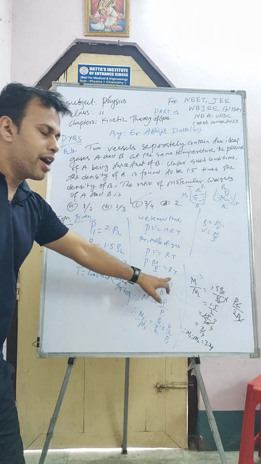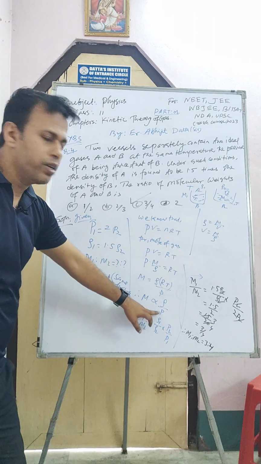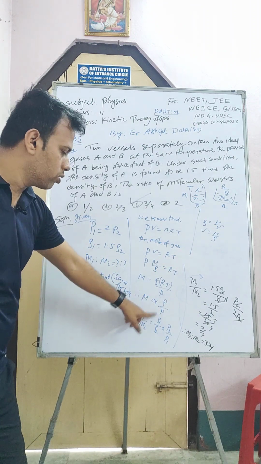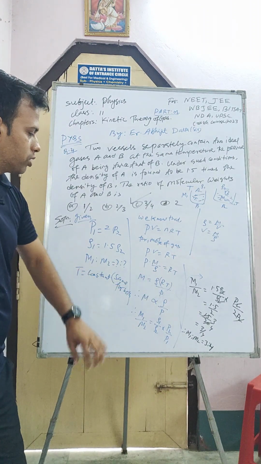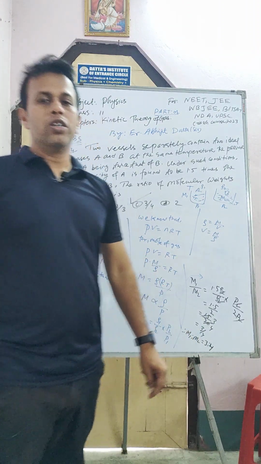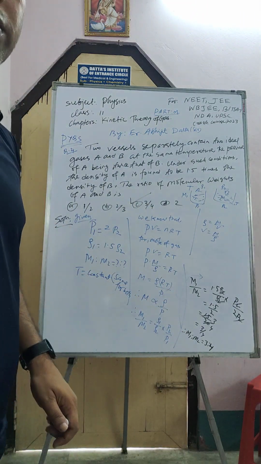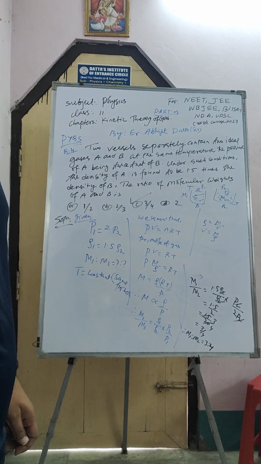So R and T both are constant. So M is proportional to rho by P. So we can write M1 by M2 equal to rho 1 by rho 2 into P2 by P1. So I just put all the values, and after simplifying, 3 by 4 comes. So the answer will be 3 by 4. Got my point? Okay. Move on to the next question.